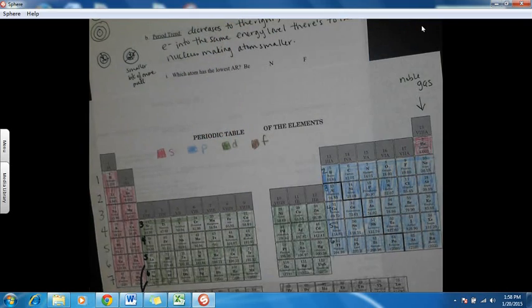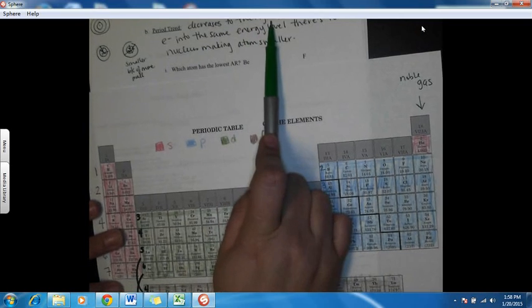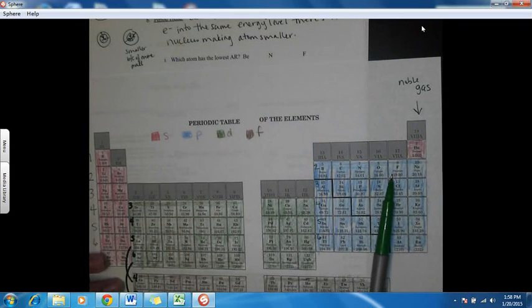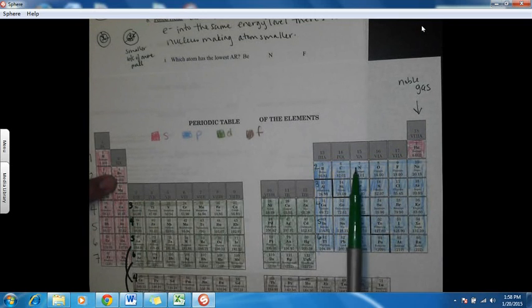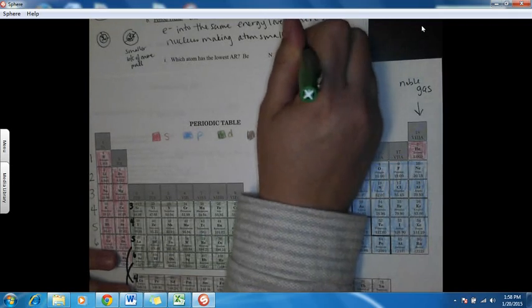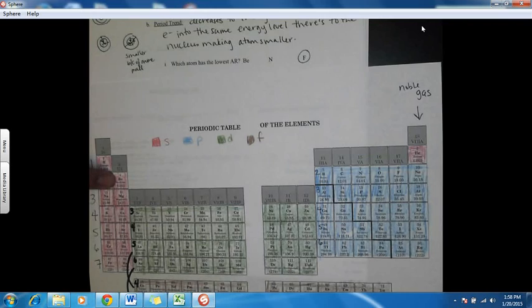Okay. So which of these would have the smallest atomic radius? So again, if it decreases to the right, we want the one that's smallest to be the one furthest to the right. So we have beryllium, nitrogen, and fluorine. So fluorine, being furthest to the right, would be the smallest. Beryllium's furthest to the left, so it would be the largest.